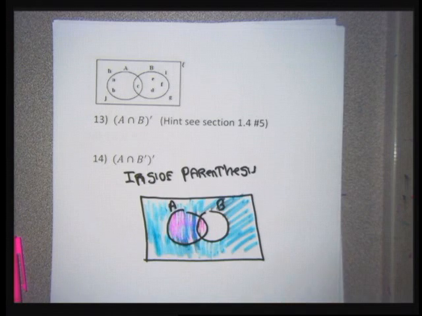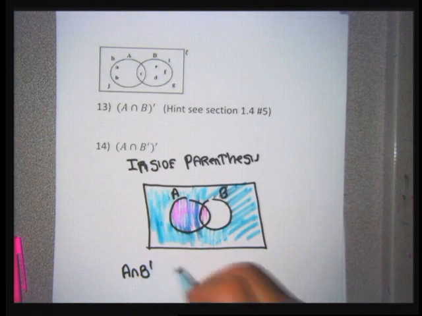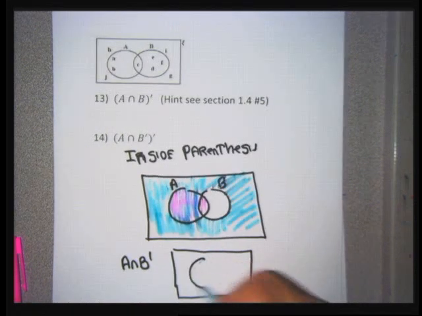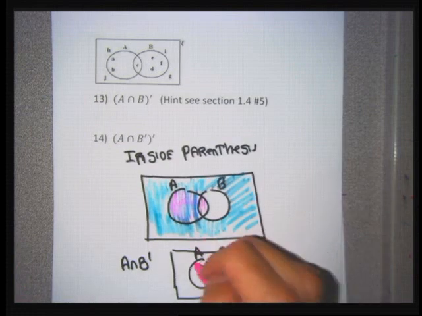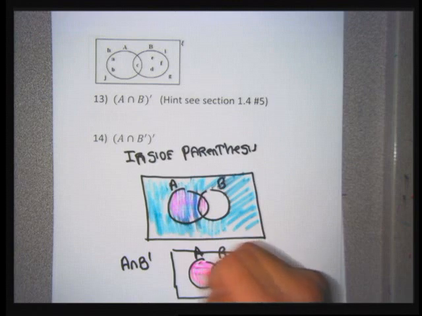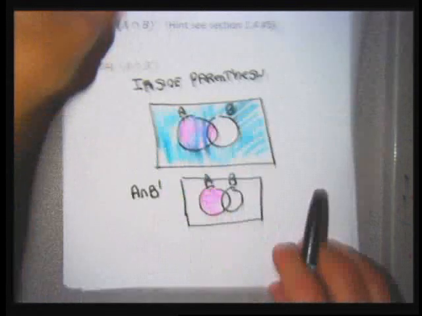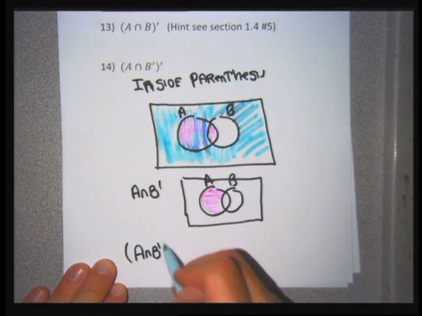So A intersection B prime is what I'm trying to do, the inside of the parentheses. A intersection B prime is where the two shadings overlap. And those two shadings overlap in just this region right here. So that's the inside of the parentheses. Done. Unfortunately, that's not what I'm asked to find, because what I'm asked to graph is A intersection B prime, prime.